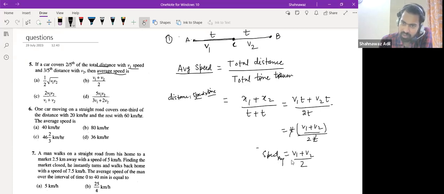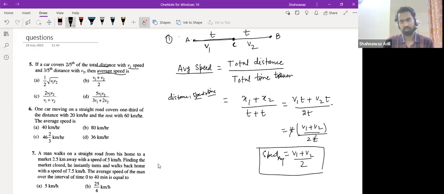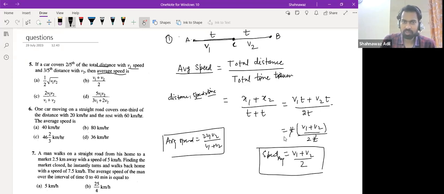This is the average speed when times are equal, but when the distances are equal, so the speeds are different, then the average speed is 2v1v2 by (v1 + v2). You guys quickly note this part and then we'll start with this question.